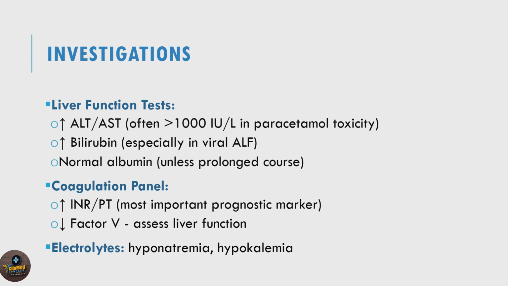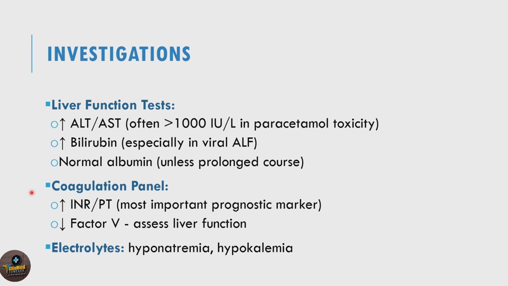Investigations. Initial investigations include liver function tests. Alanine transaminase and aspartate transaminase are markedly elevated, often greater than 1,000 international units per liter in paracetamol toxicity. Bilirubin is often elevated in viral causes. Albumin may remain normal unless the cause is prolonged.